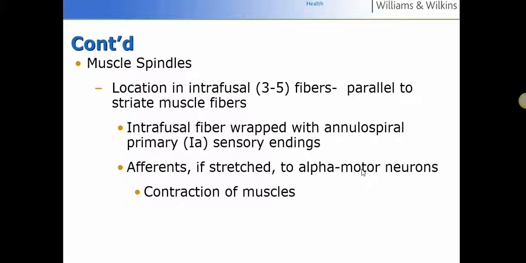And each intrafusal muscle fiber is wrapped around with something called annulospiral primary sensory endings. I know it's a mouthful, but just remember annulospiral endings. They are basically afferent fibers which are wrapped around the intrafusal muscle fibers, which detect the changes in length. And that change in length is communicated to the gamma motor neurons.